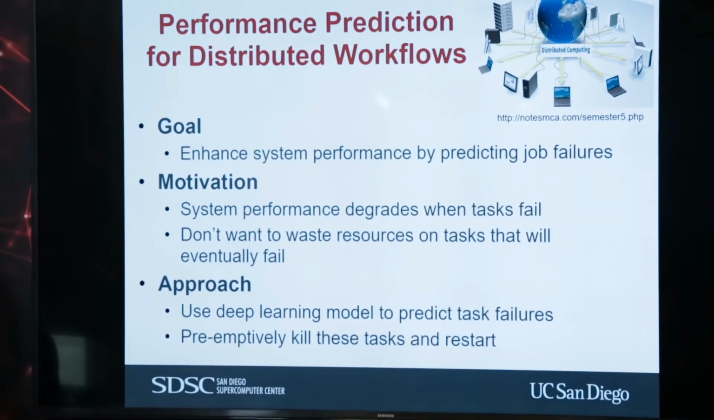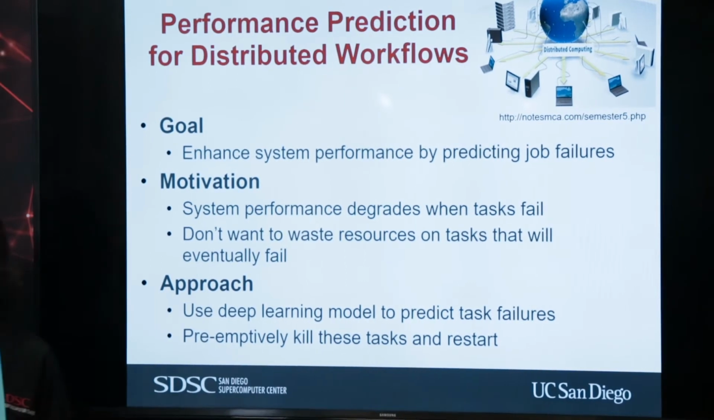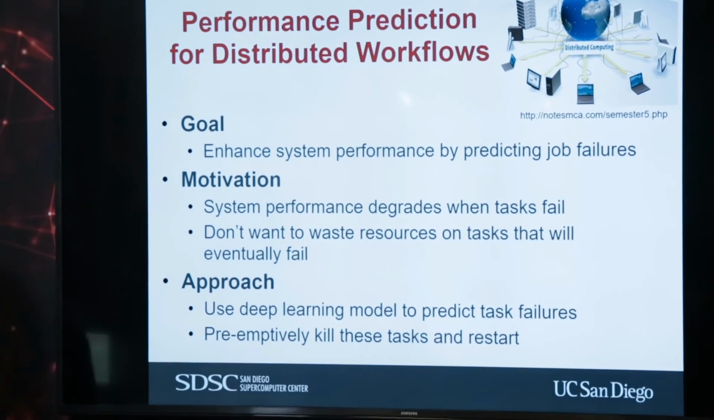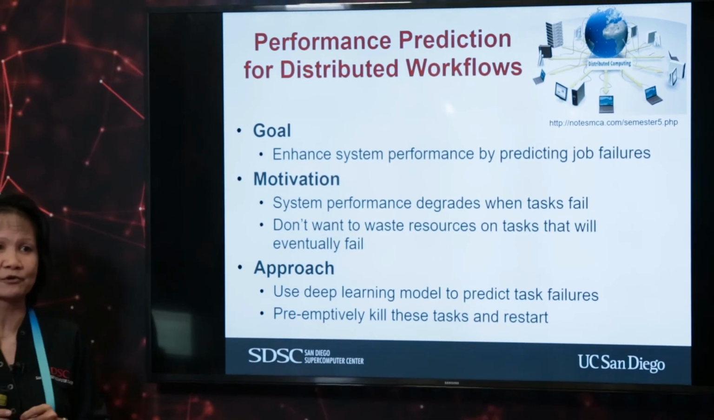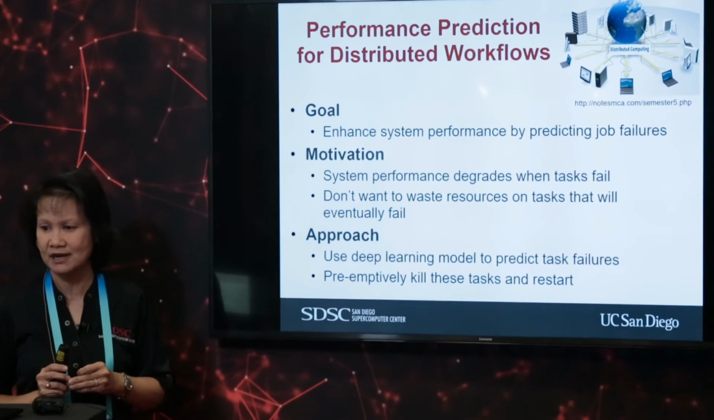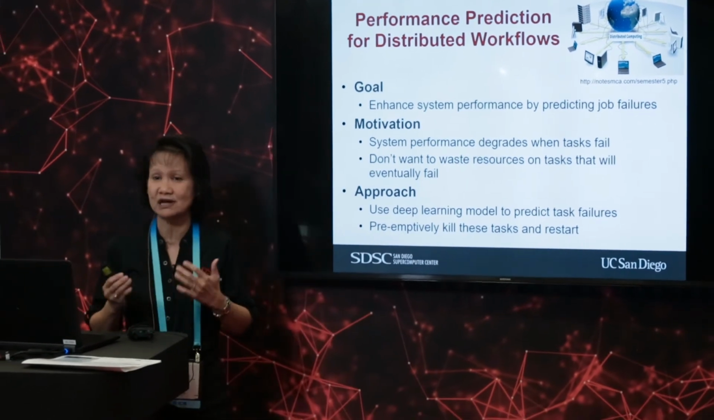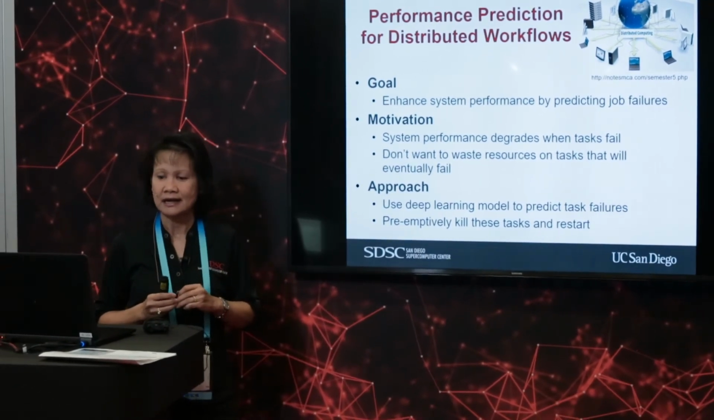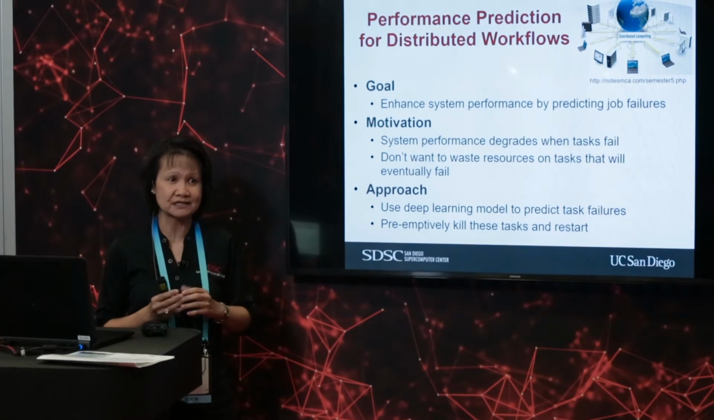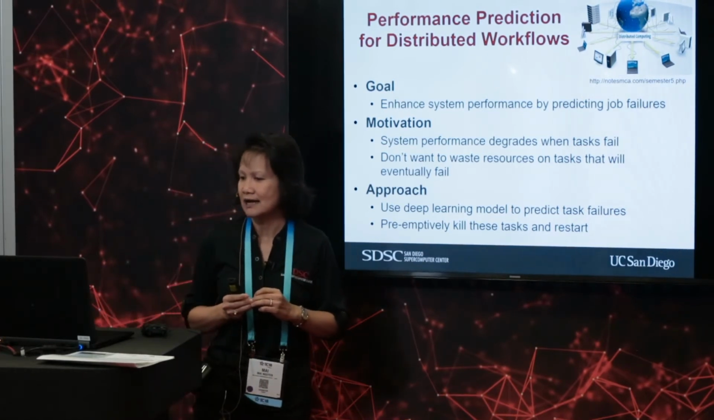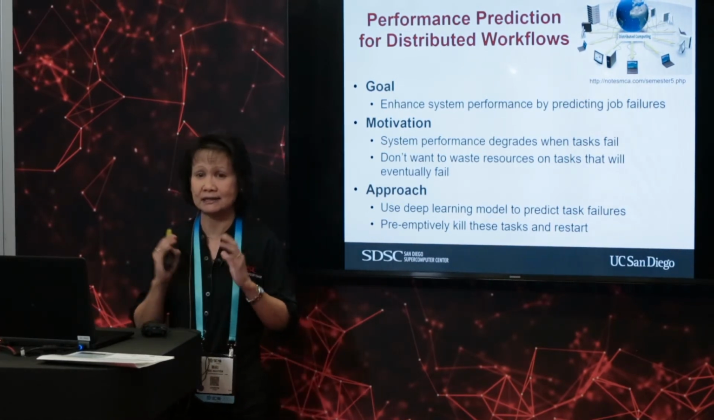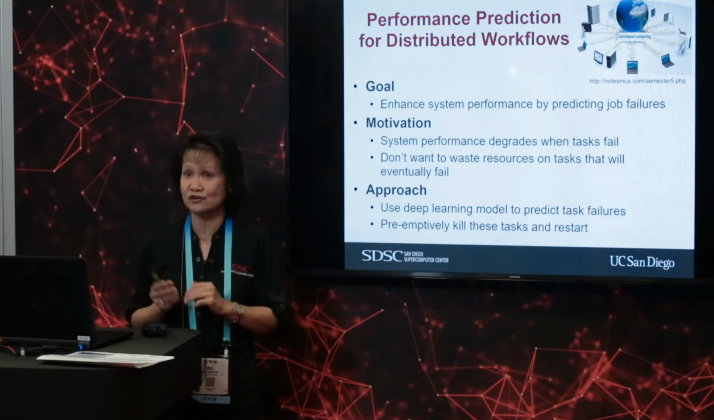Another deep learning application that we are looking at has to do with performance prediction for distributed workflows. And the goal here is to enhance system performance by predicting job failures. Because you have a lot of system degradation when a job fails, and there's a lot of wasted resources. And we use a deep learning model to predict these job failures. And then once these are identified, we can preemptively terminate them and restart them as necessary.